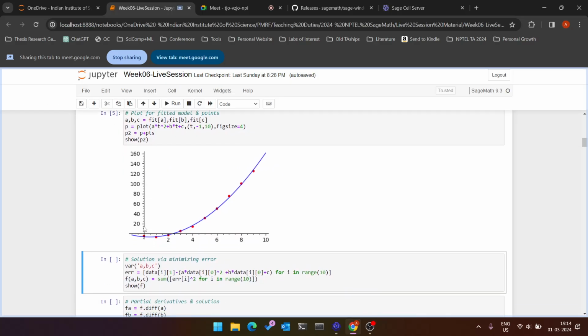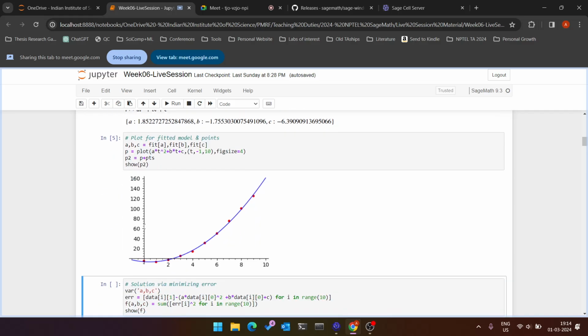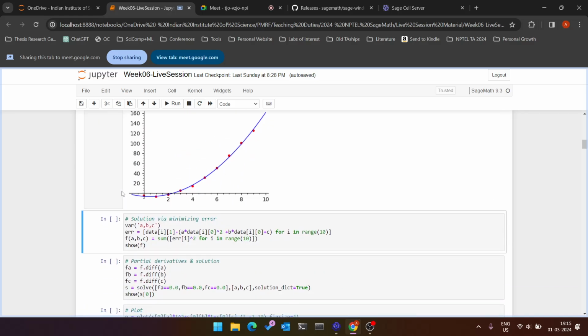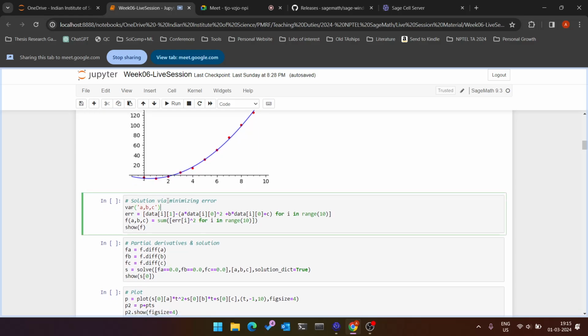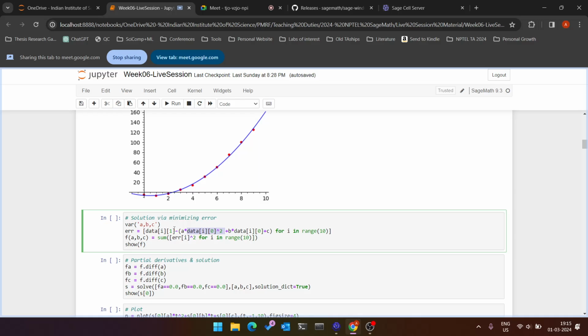The same, if we again want to fit our data points to this a t square plus b t plus c sort of quadratic function, another approach could be by minimizing the error. So how do we do that? We define our three parameters a, b, and c. Then we write down our error in the form of y_i minus my function of x_i. My y_i is data[i][1], and my function of x_i is basically a times data[i][0] square plus b times data[i][0] plus c.